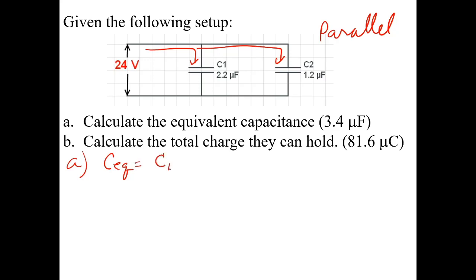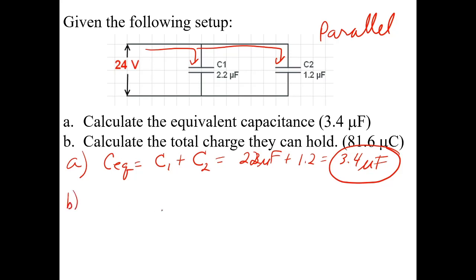And we like the parallel ones. They're easy. Because all we have to do is add up the 2.2 microfarads plus 1.2 is 3.4 microfarads. Now B says, well, what charge can you put on this setup of capacitors? No problem. We go back to Q = CV.